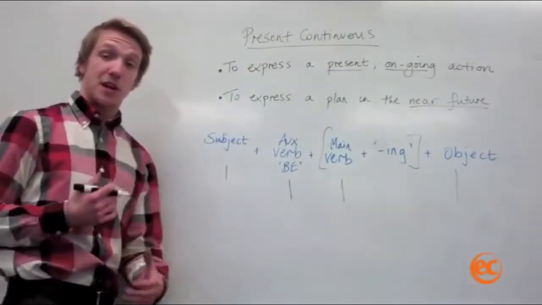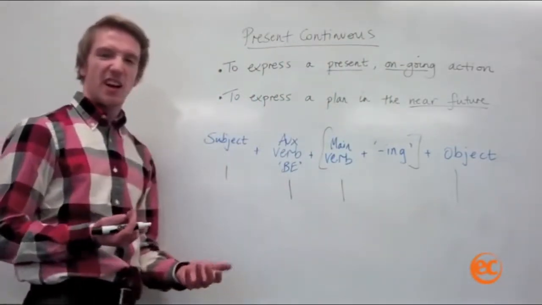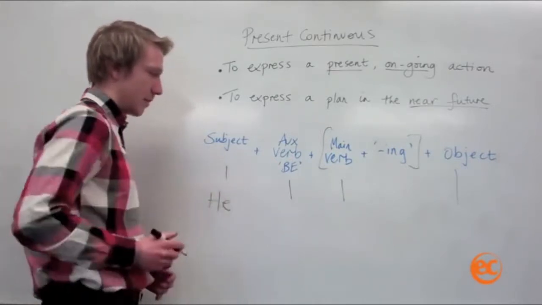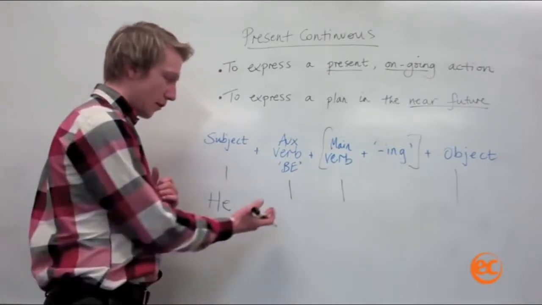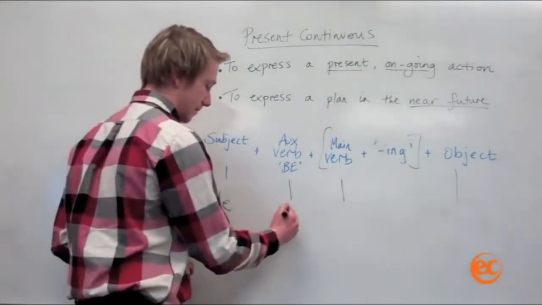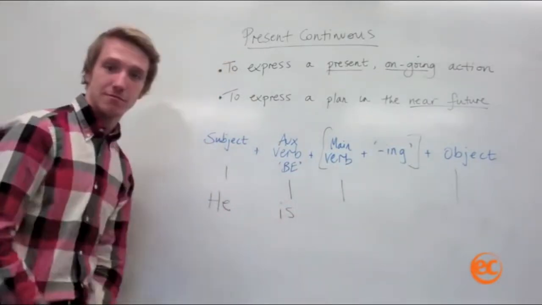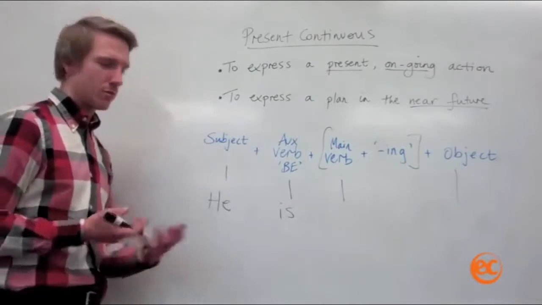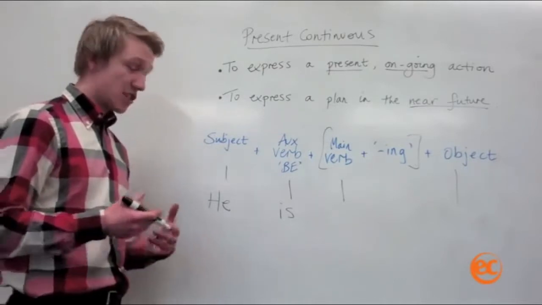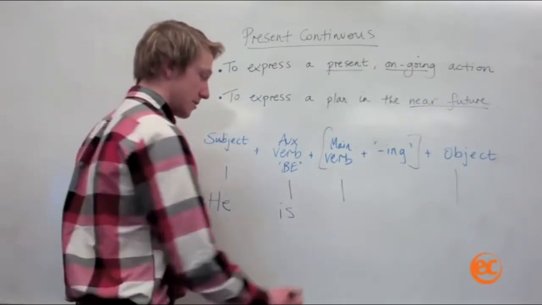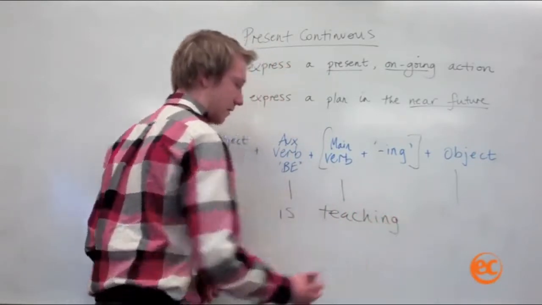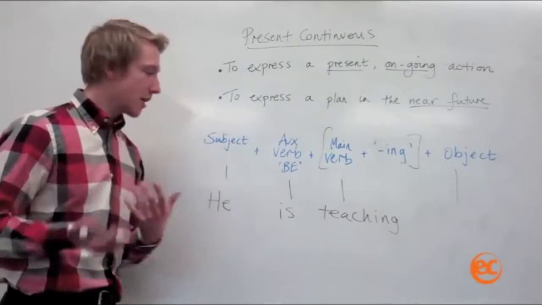Let's choose a different subject pronoun. Let's try something like he or she. What is the auxiliary verb of to be that complements he? We know it is. He is what? What is he? What is he doing right now? Maybe he is like me. Maybe he is teaching. Yeah, just like I'm doing now.